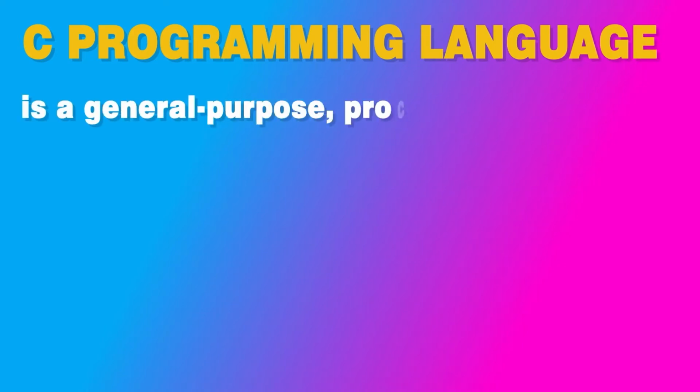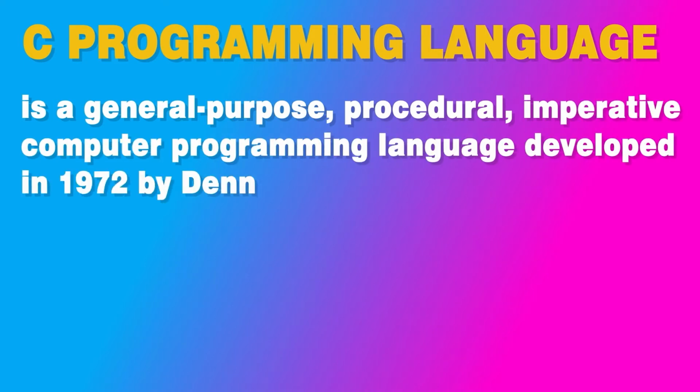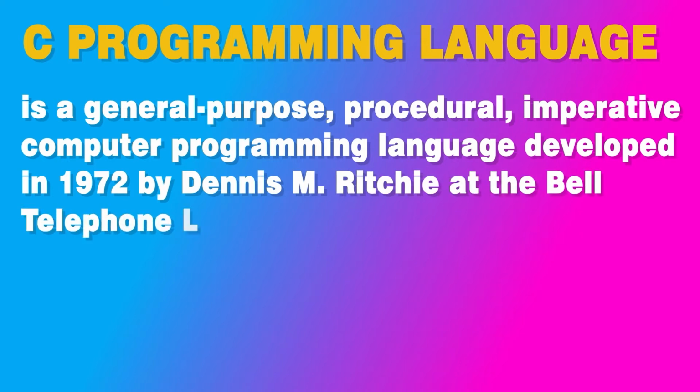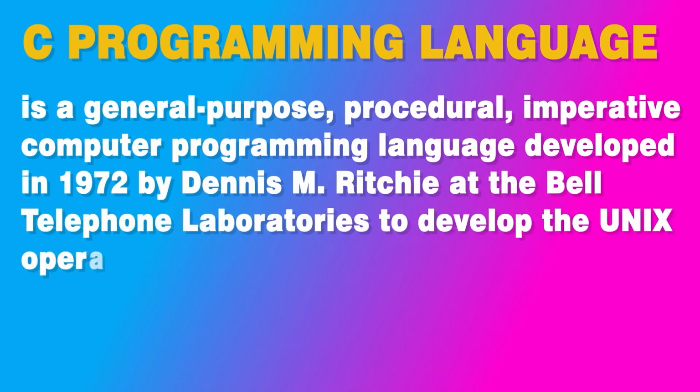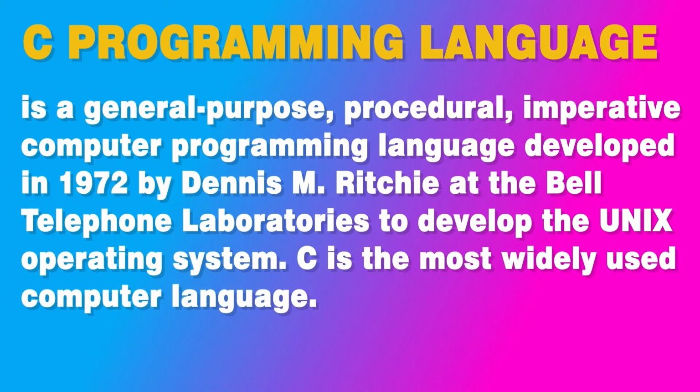And now, before we start coding, I would like to introduce to you first what the C programming language is. C programming language is a general purpose procedural imperative computer programming language developed in 1972 by Dennis M. Ritchie at the Bell Telephone Laboratories to develop the Unix operating system. C is the most widely used programming language. And also, C is the language that is being used to develop the Windows operating system.